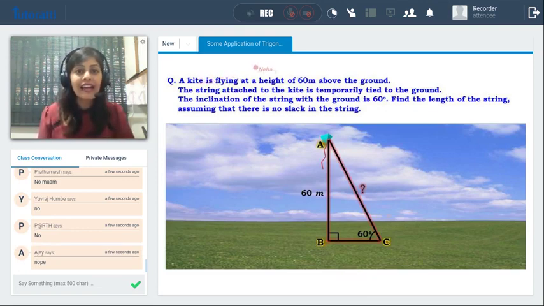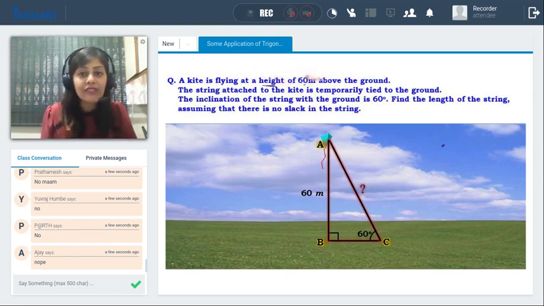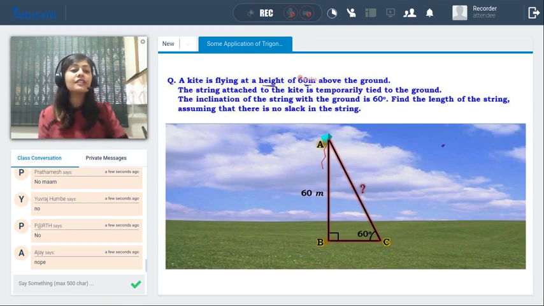A kite is flying at a height of 60 meters above the ground. Now, students, pay attention. We are going to consider the kite to be a point object. Since the height of the kite from the ground is given, and height is always perpendicular distance, from this kite, the first thing I'm going to do is draw a perpendicular to the ground.